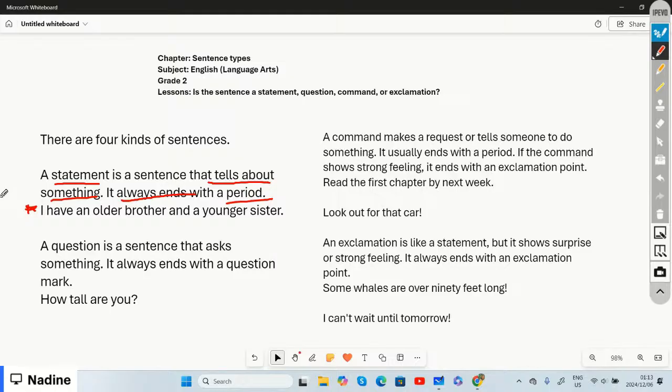And then we have a question. And a question is a sentence that asks something. And when you ask something, then it means that somebody needs to respond. It's like if I'm asking, what's your name? Then it means that you're going to respond by saying what your name is. How old are you? You're going to respond by saying how old you are. So a question is a sentence that asks something.